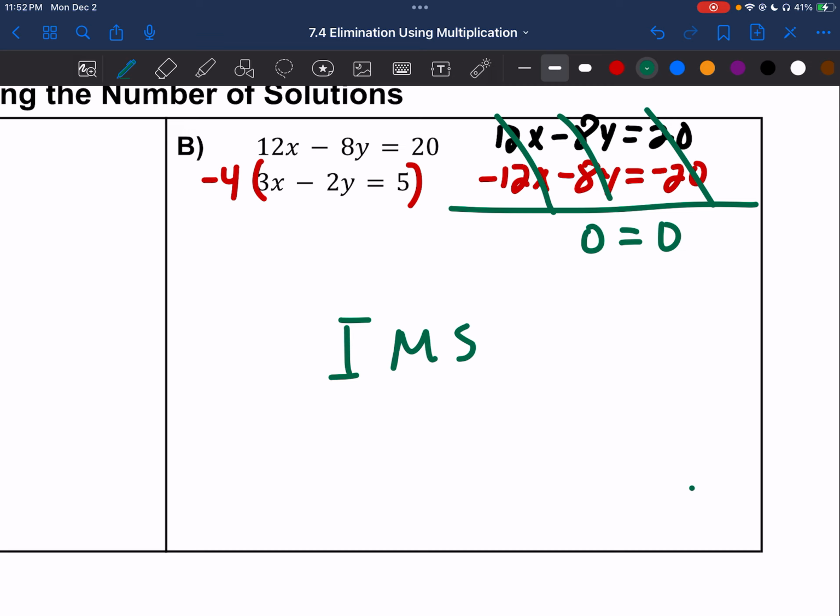Those are going to be the same line, and they're going to be infinitely many solutions because they're the same exact line. They will overlap and intersect at every single point forever and for always.